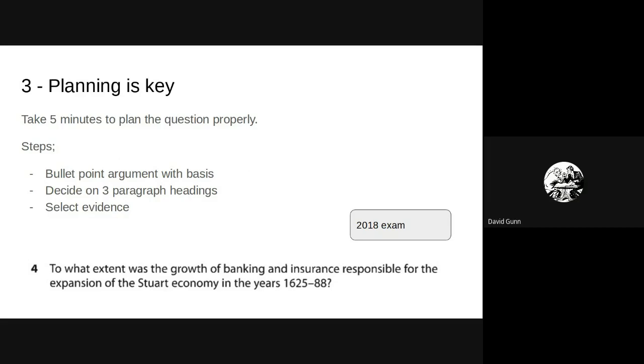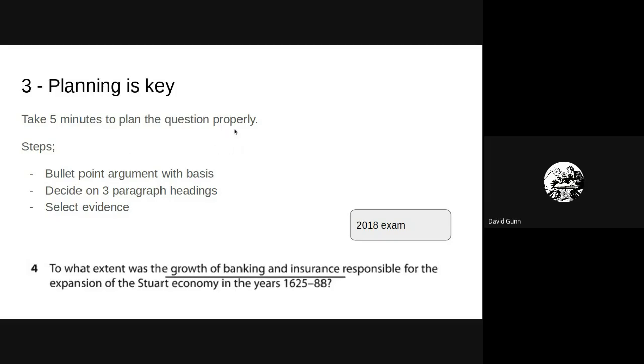And here are some steps that I would suggest. So as I said in my first tip, deciding what your argument is with the basis, do that first. Decide on your 3 paragraph headings, and then think of what evidence you're going to use. So if I just run through this question from 2018 exam, again, it's paper 1, Britain, 1625 to 1701. And the question is, to what extent was the growth of banking and insurance responsible for the expansion of the Stuart economy in the years 1625 to 88?